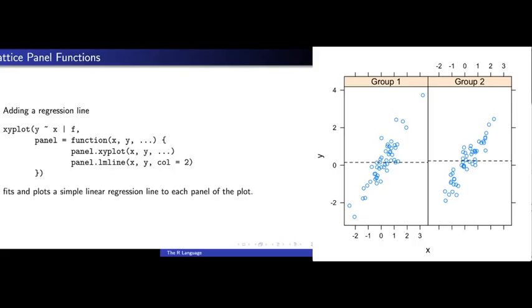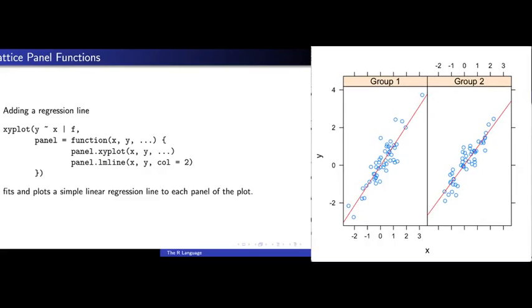In the previous plot, I just added a horizontal line for the median of y, but suppose I wanted to add a regression line for each of the panels in my plot. So now I can call my custom panel function after plotting the points with the panel.xyplot function. I can call the panel.lmline function, and here I'm specifying that I want the regression line to be of color equals 2, which is going to be red. The panel.lmline function just adds a regression line to each of the panels.